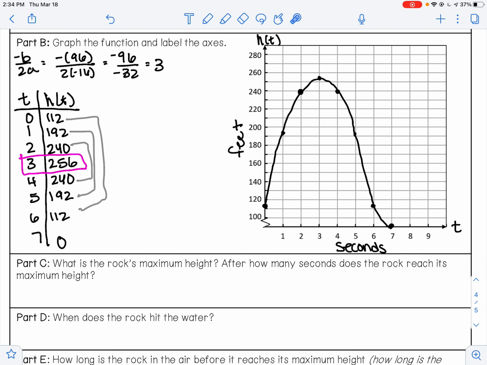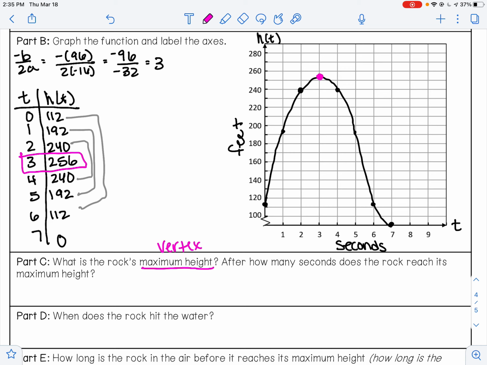If we look at part C, it says, what is the rock's maximum height? Well, the maximum height is going to be the vertex. And so this point right here, we know is the point (3, 256). 3 represents 3 seconds. 256 represents the height in feet. So the rock's maximum height is 256 feet. And then it says, after how many seconds does the rock reach its maximum height? Well, that's after 3 seconds. And we can get that just by looking at our table of values.